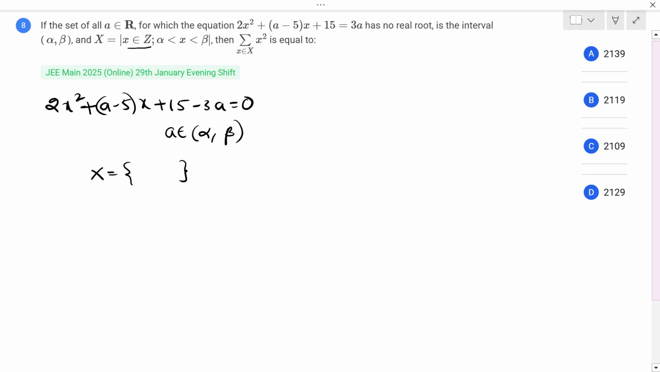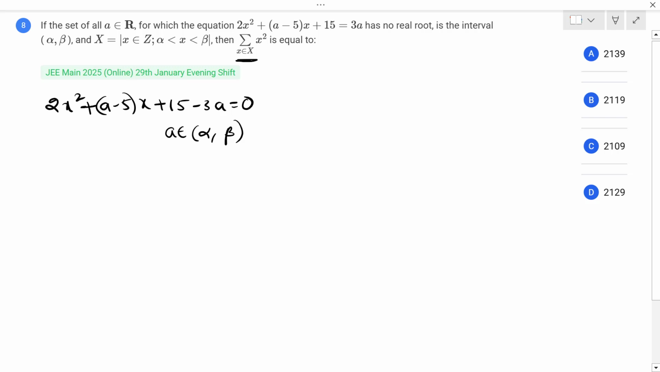I will repeat the question once again. He is saying: Step 1, find a such that the quadratic equation does not have any real root. Step 2, whatever a you have collected, tell me what are the integers between those values. Step 3, now that you have collected the integers, tell me the sum of the squares of those integers. That is the final answer he is asking. Done, we have understood the question.